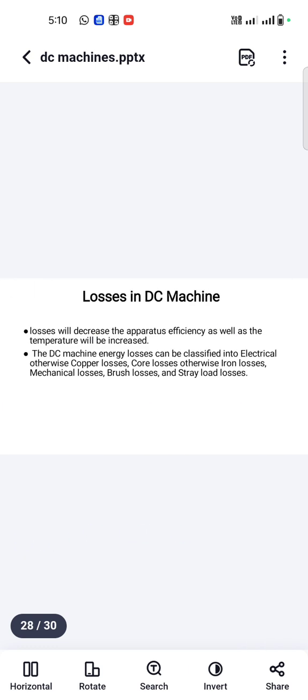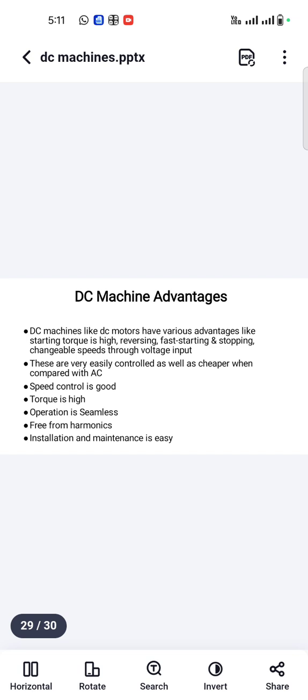Right. Losses in DC machine. Losses, from the name itself we understand something is reduced, right? So if losses occur in DC machine, it will affect the apparatus efficiency. Okay. So what are the losses present? We may say that electrical losses are copper loss, core loss, otherwise iron loss, mechanical losses, brush losses, and stray losses, etc.